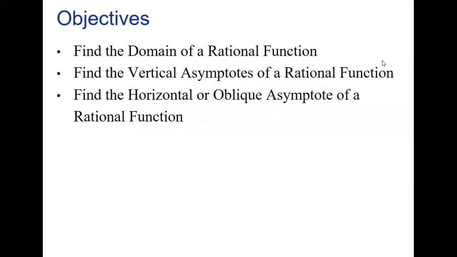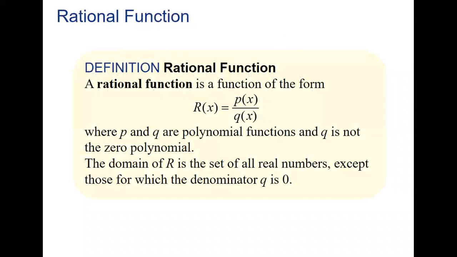Our main objectives for the next 2 days are to find the domain of a rational function, find the vertical asymptote, and find the horizontal or oblique asymptote of a rational function. What is a rational function? A rational function is when you combine two polynomials, one in the numerator, one in the denominator, and you call it a rational function. Okay?